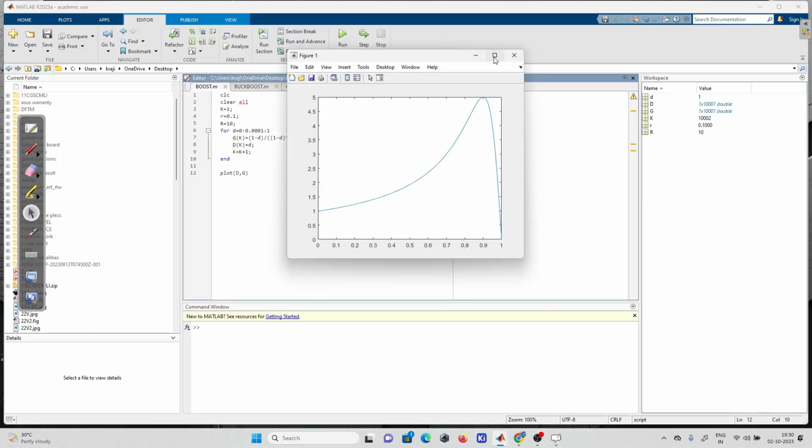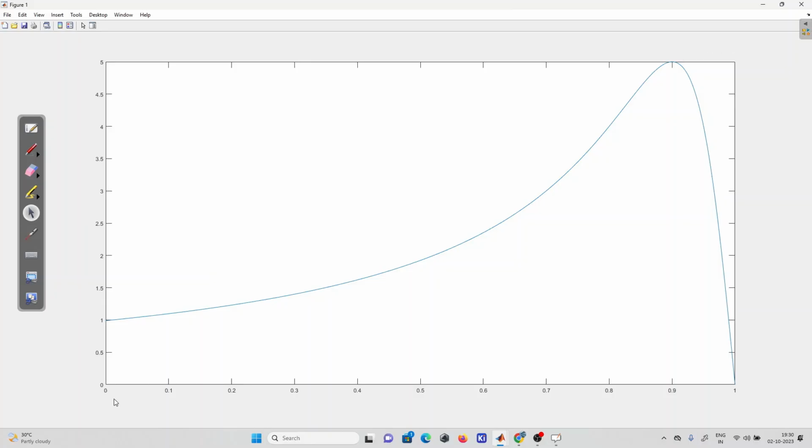See, this is the waveform. On the x-axis I am varying the duty from 0 to 1, and the y-axis is the gain. Okay. So I am going to check the value here. This will be the maximum value. See, I am going to move the cursor. Almost at 0.9 we are getting the peak.